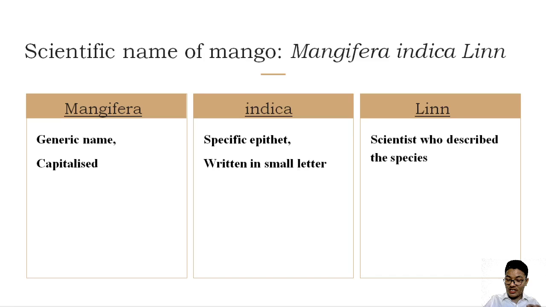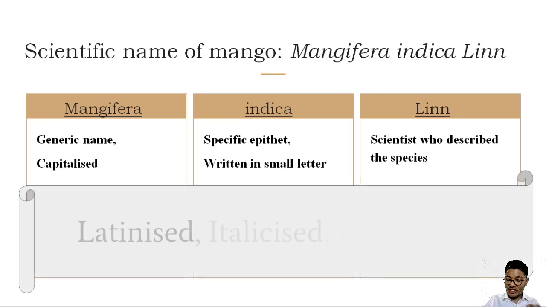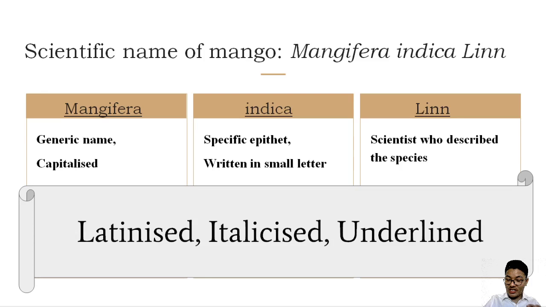Now if you look at the scientific name Mangifera indica Linn, then you are able to find some unique way of writing, right? It is usually Latinized. Latinized here refers to Latin mode. Most scientific names or biological names are written in Latin. Whenever we are publishing any book, we have to write all the names of the species. Scientific names, biological names should be italicized, written in a slanted manner. And whenever you are writing a scientific name, you have to underline it.